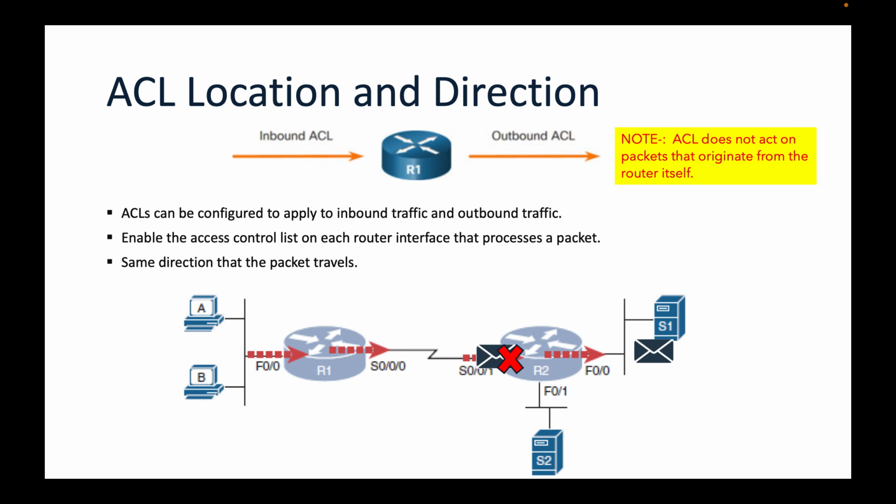So the arrowed line is the location and direction at which a router could apply an ACL, like interface FA0/0 on R1, S0/0/0 on R1, that is outbound, and inbound S0/0/1, and then outbound is F0/0. In short, to filter a packet, you must enable an ACL on an interface that processes the packet, and in the same direction the packet flows through the interface.